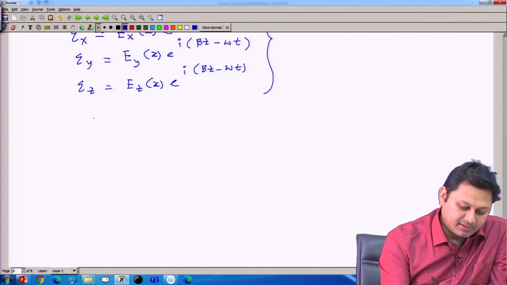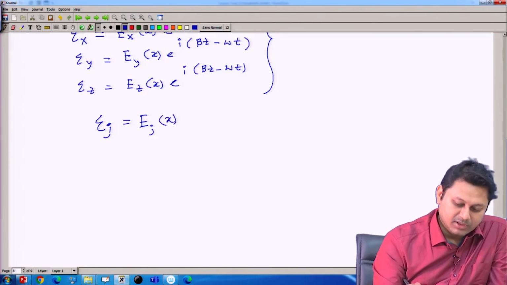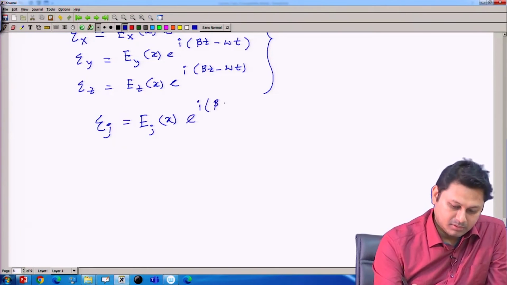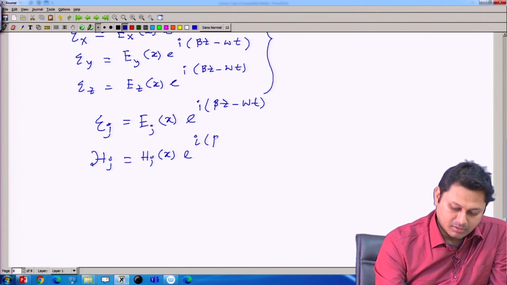So, in general, if I write the jth component of E, rather jth component, because there is already one i sitting as exponential, e to the power i beta z minus omega t, and the H j component, H j is H of j of x, e to the power of i beta z minus omega t.